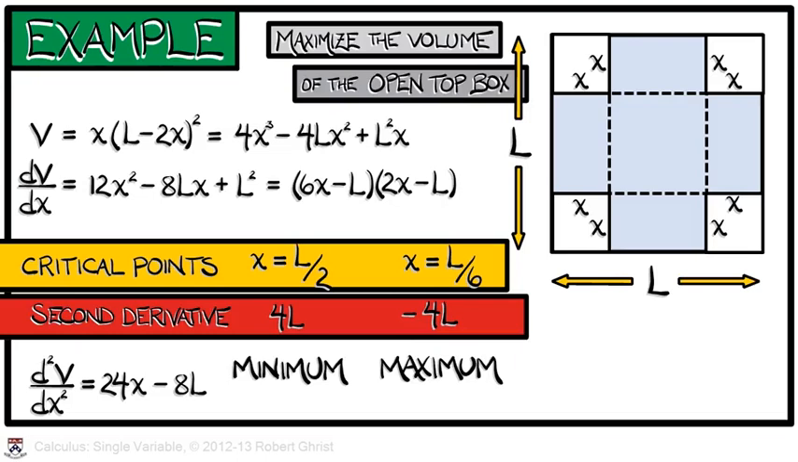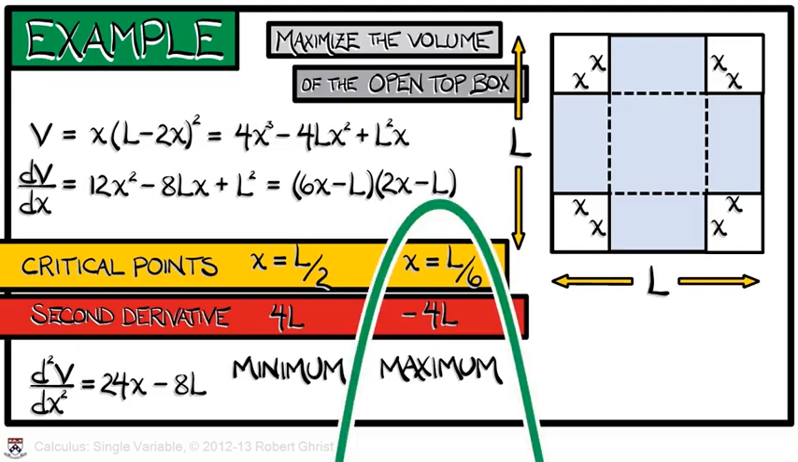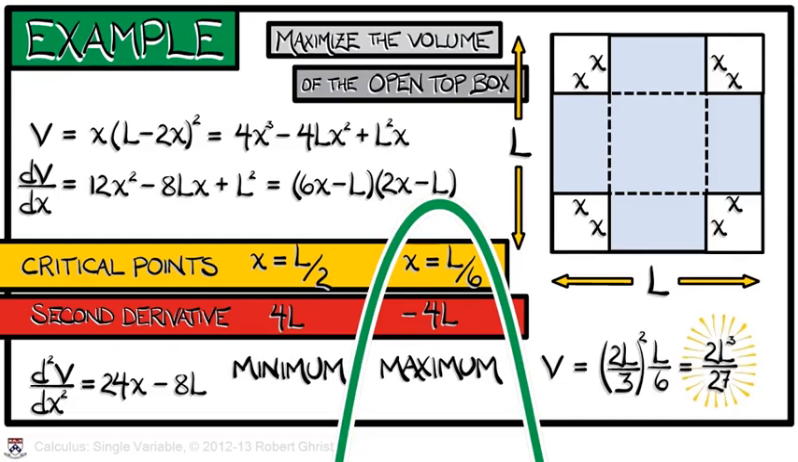But notice the problem is asking us for the maximum volume, not the value of x at which the volume is maximized. So we need to substitute back in x equals L over 6 into V to get 2L over 3, that's L minus 2x, squared, times x, or L over 6. Simplifying that gives us 2L cubed over 27. That is the maximal volume. Let's look at another example.